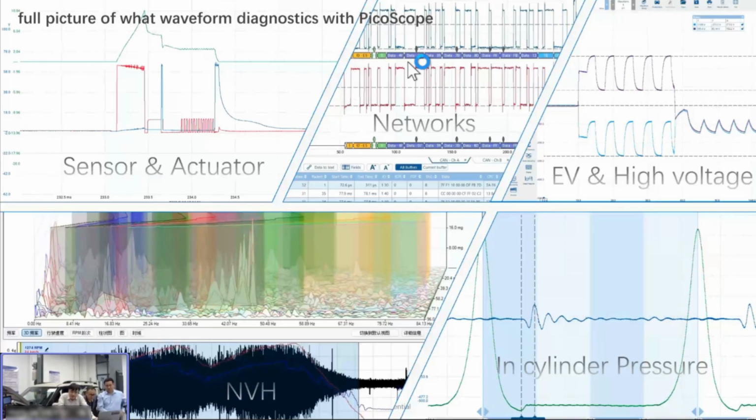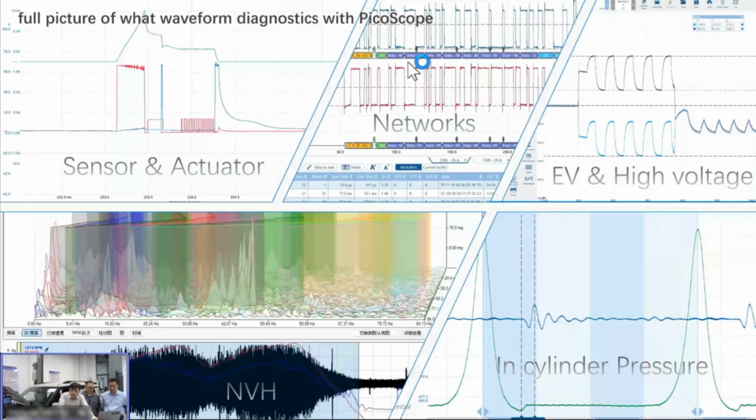Fourth is NVH: noise, vibration, harshness. By connecting an accelerometer to one of the PicoScope channels, you can capture vibration data, run frequency analysis, and identify the source of noise and vibration that are completely invisible to a scan tool. A rattle, a knock, a road noise complaint: the oscilloscope can show you exactly which frequency it comes from and help you pinpoint the source.